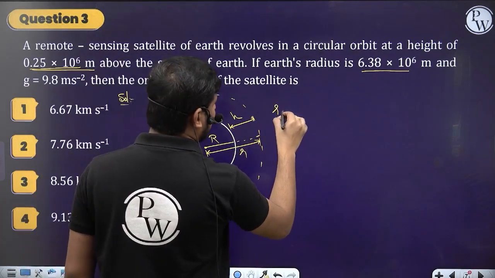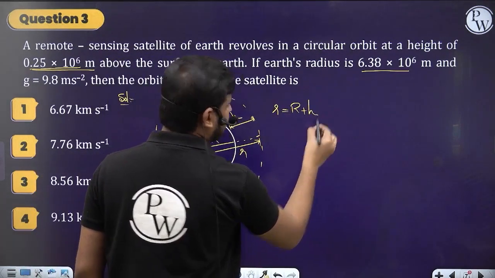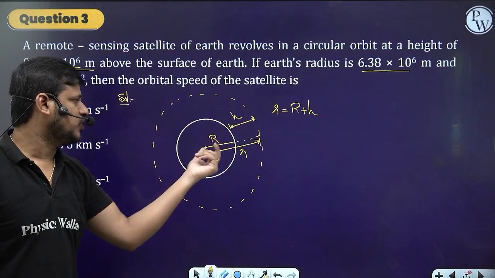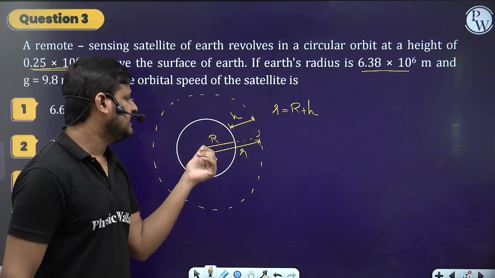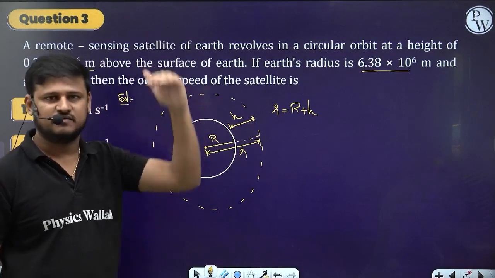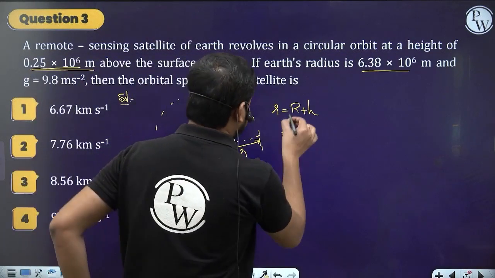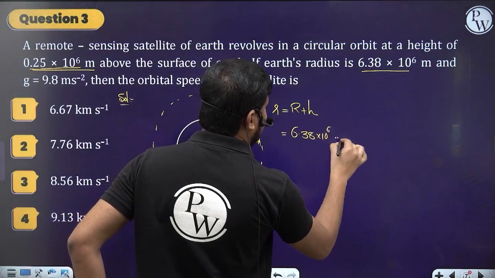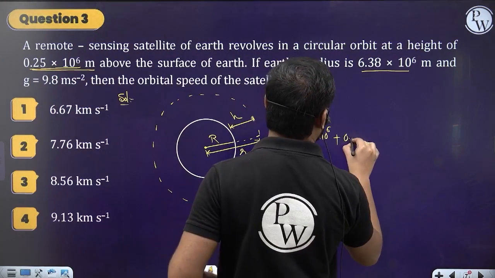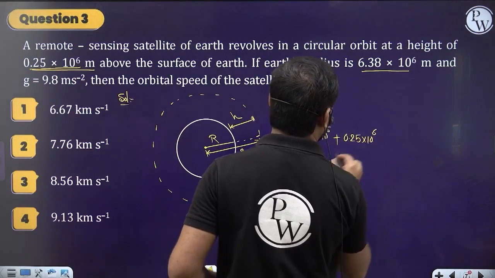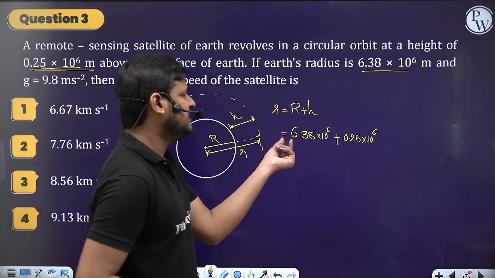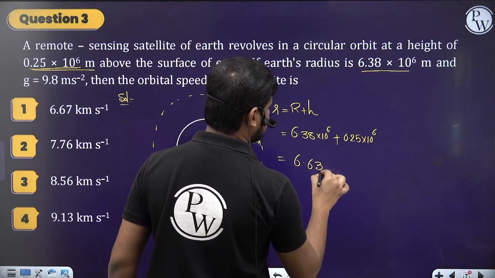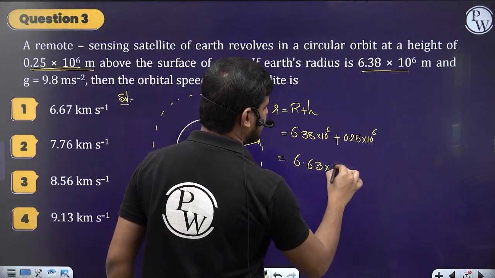Now I need the small r distance, which is R plus h. The small r is from the center of the Earth to the satellite. So the small r is the radius of the Earth plus the height from the Earth where the satellite is revolving. The radius of the Earth, they gave in the question, 6.38 into 10 to the power 6. And the height at which it is revolving is 0.25 into 10 to the power 6. If you take 10 to the power 6 common, 6.38 plus 0.25 is 6.63. Yes or no? So 6.63 into 10 to the power 6 meters.